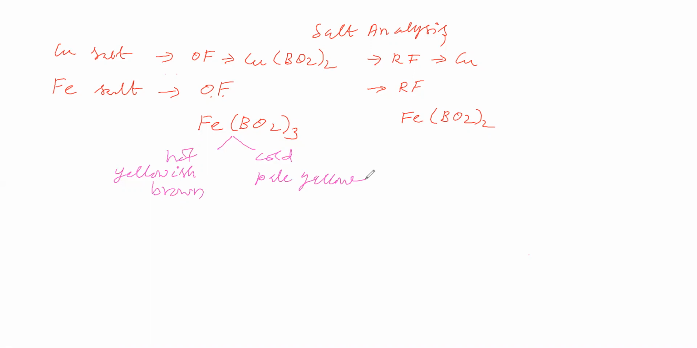This iron salt in reducing flame gives ferrous metaborate. In hot condition and cold condition, how does it behave? Ferrous salts are green in color. So it is green in hot and cold. Now remember that ferrous salts are green in color.